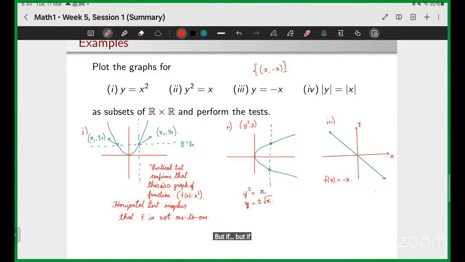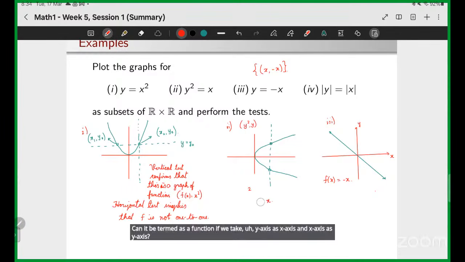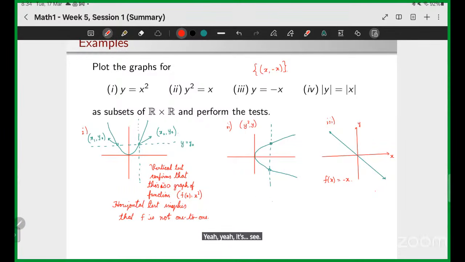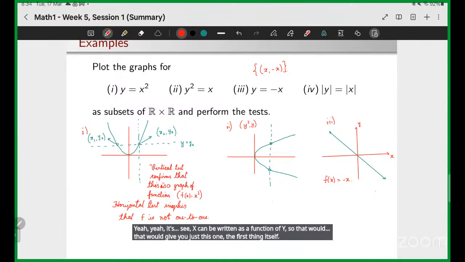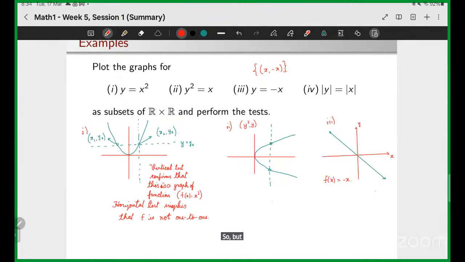But if we consider this x is equal to y square, can it be termed as a function if we take the y-axis as the x-axis and the x-axis as the y-axis? Yeah, so x can be written as a function of y. That would give you just this one, the first thing itself. But the vertical line test is for writing y as a function of x.